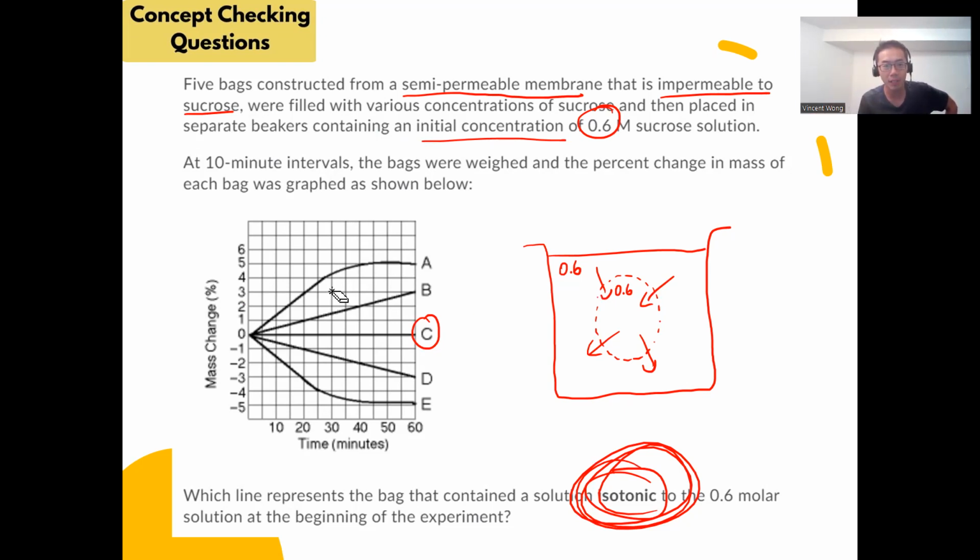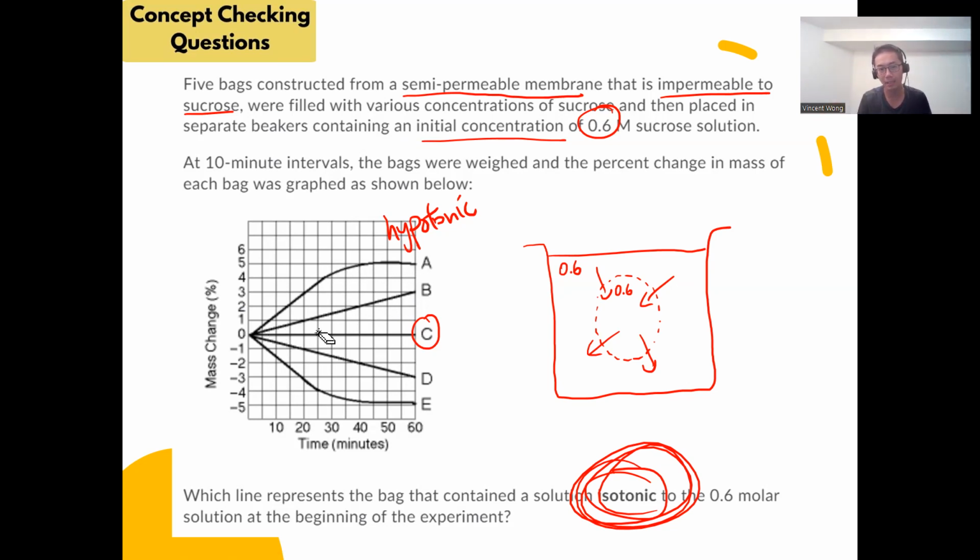Now this top curve here would represent, hopefully you agree with me, hypotonic. Because the water is coming in, making it heavier, so it goes up, but then it doesn't go up forever. After a while, it's going to stop changing. The bag is going to fill up, and the bag's not going to burst. This is a bag, not a cell. So it swells up, and eventually water will stop coming in because the concentration has been equilibrated, made the same inside and outside. So that's why it's going to be flat.